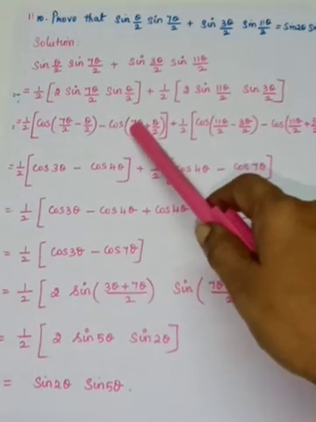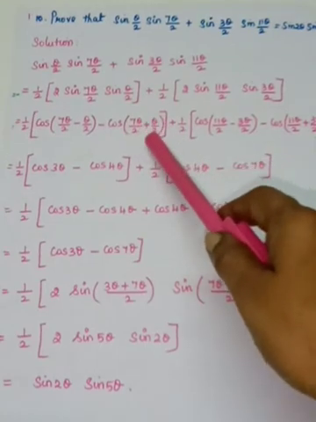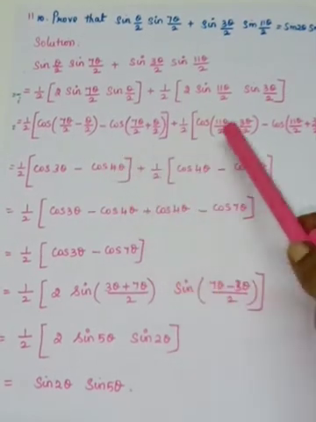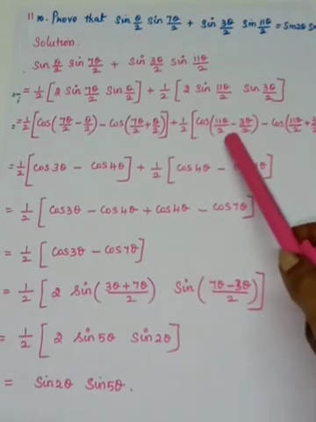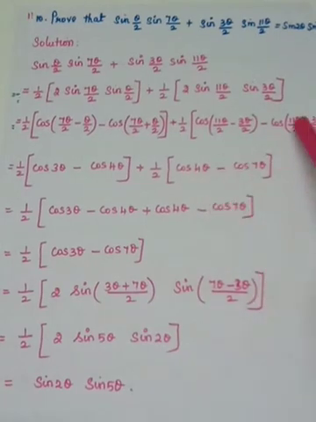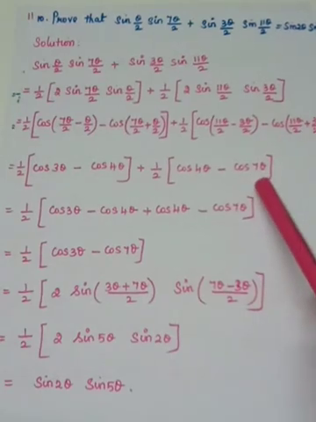Same way here, if you add, it is 8 theta by 2. So that is 4 theta. Here 11 theta minus 3 theta is 8 theta. 8 theta divided by 2 is 4 theta. 11 theta plus 3 theta is 14 theta divided by 2, that is 7 theta.